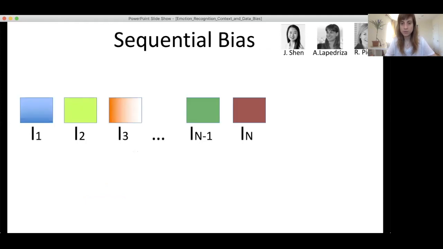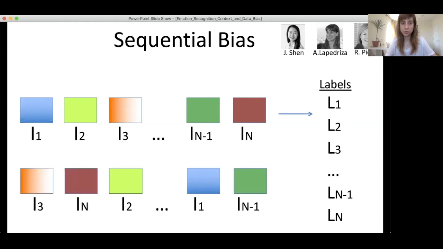So imagine that these are the samples that you want the annotators to annotate. You show first image 1, then image 2, image 3, and so on. And the annotator produces these labels, one for each image. But in the case that you show the annotator the exact same images, but in a different order, the question is, would these same annotators produce the same labels, yes or no?